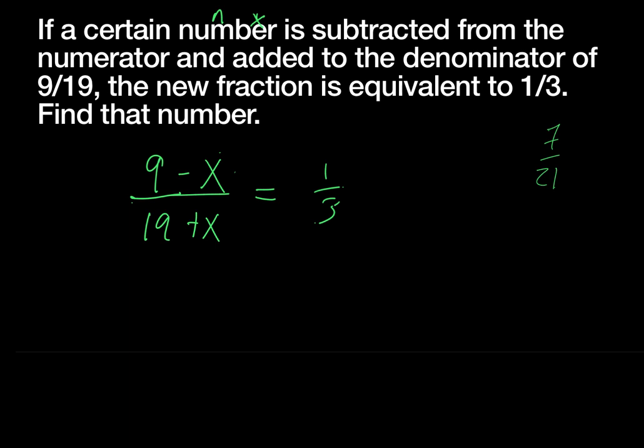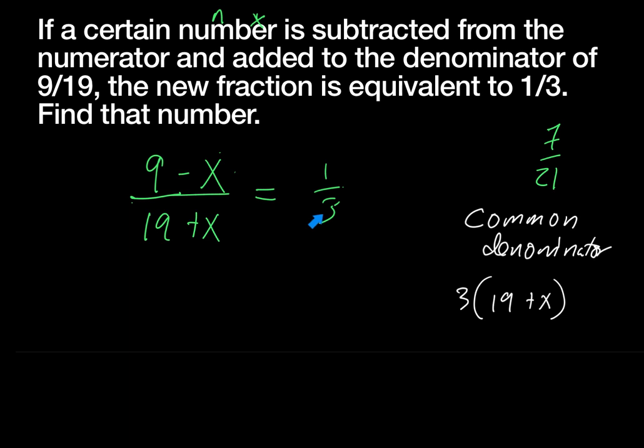Well, before we can reduce, we're usually looking to find a common denominator. All right. So when we look at the left side, my denominator is 19 plus x. On the right side, my denominator is 3. So my common denominator will be 3 times 19 plus x.